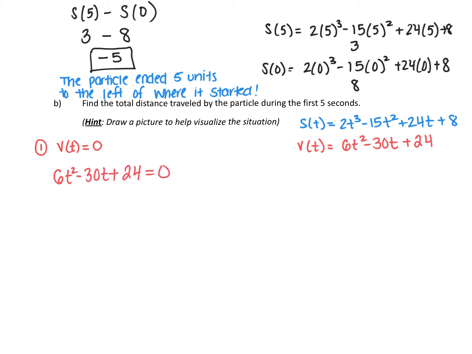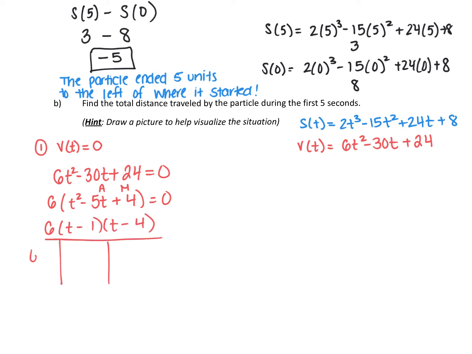So to solve, we're going to factor. I believe I could divide all three pieces by 6, so I'll be left with t squared minus 5t plus 4. I can factor this inside by am, or add multiply, and that gives me -1 and -4. And when I do my t-chart, 6 equals 0 makes no sense. Time equals 1, and time equals 4.